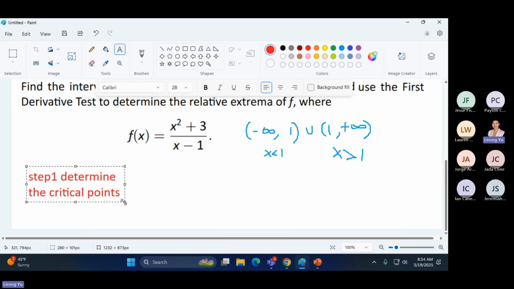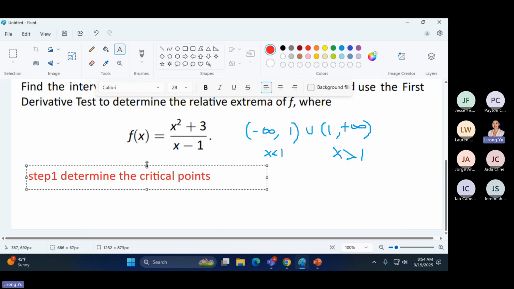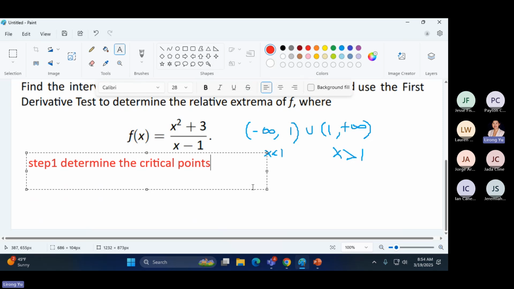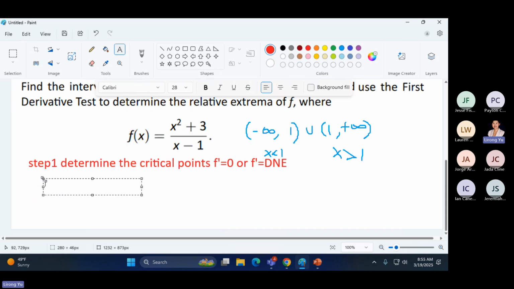And for that, you will have to find the derivative. A critical point is determined by the derivative equal to 0, or when the derivative does not exist. So those are what we're searching for. In order to do either, we need to find f prime first. So let's calculate the derivative first.